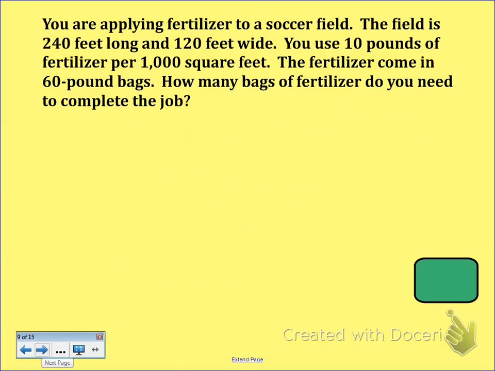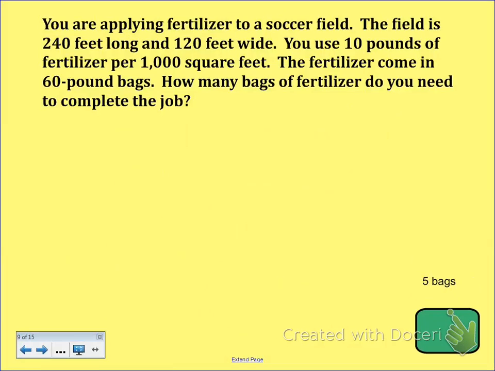Next one. You are applying fertilizer to a soccer field. The field is 200 feet long and 120 feet wide. You use 10 pounds of fertilizer per 1,000 square feet. The fertilizer comes in 60-pound bags. How many bags of fertilizer do you need to complete the job? So take a moment, see if you can figure out this problem, and then come back for the explanation.